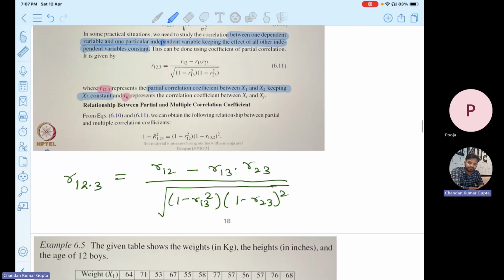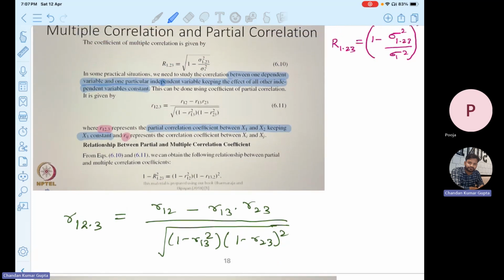Now there is a relationship between the multiple correlation coefficient and the partial correlation coefficients, and this relation is given by 1 minus capital R 1.23 square equals 1 minus r12 square into 1 minus r13.2 square. So this is the formula. Capital R is for multiple correlation and small r is for partial correlation. If we are given one correlation coefficient, then we can calculate the other one.